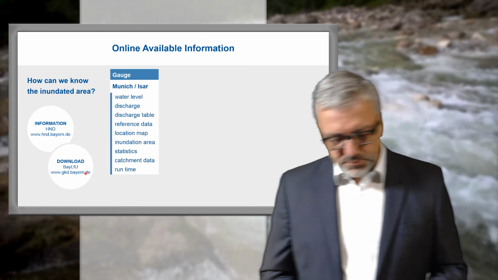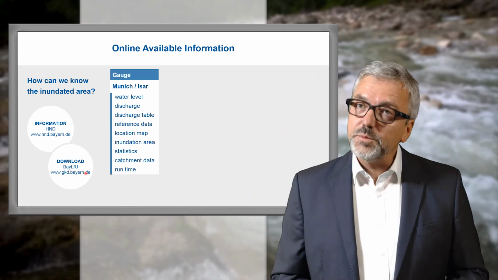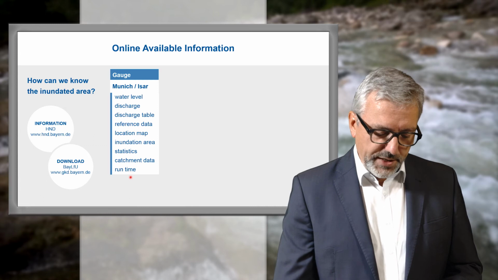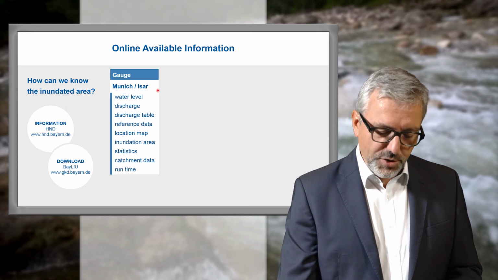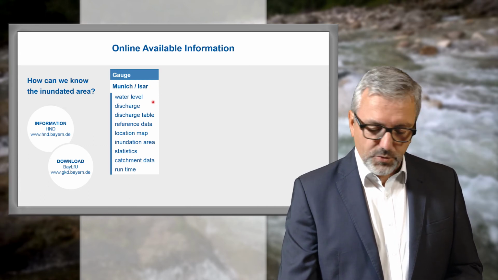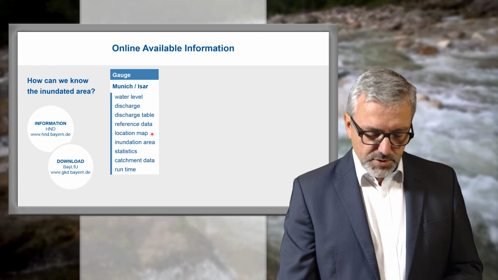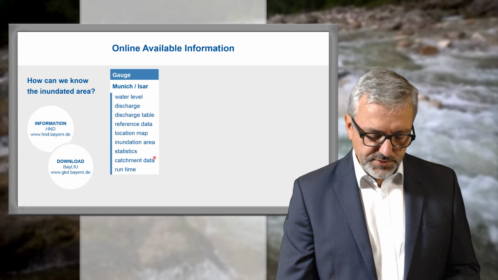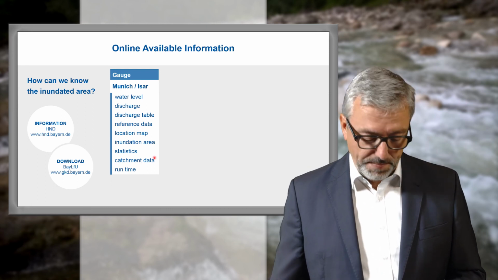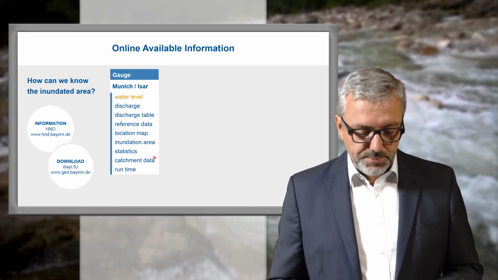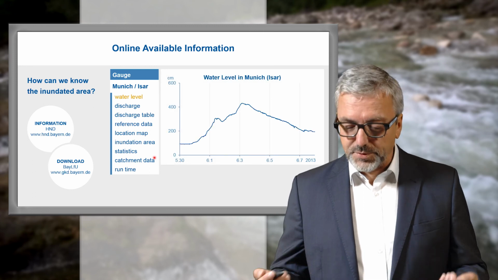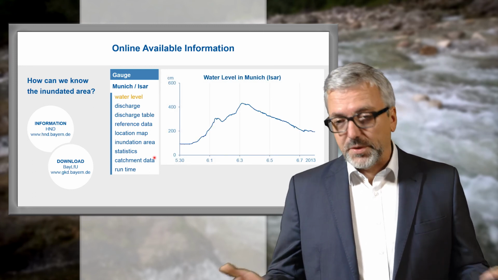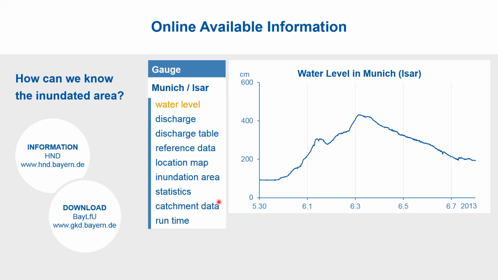In Bavaria, I'm from Munich, so let's go to Munich. You will find this information, unfortunately in German, not in English so far, about water level, discharges, where this gauge is located, inundation area, statistics, and so on, catchment data, and the runtime. I want only to pick up the water level here, because this is most important for the people who live in Munich. Is our water level dangerous or not dangerous, and what about the future?